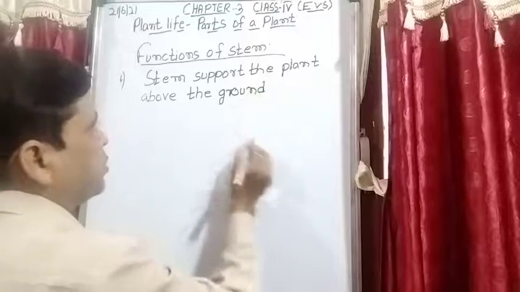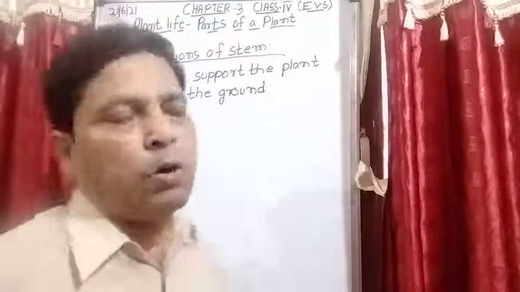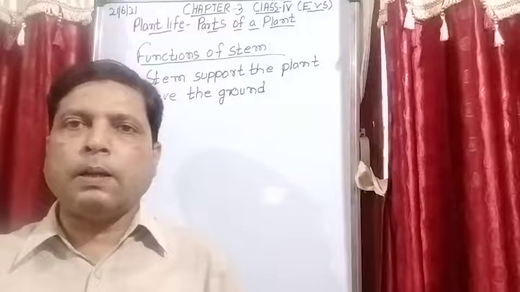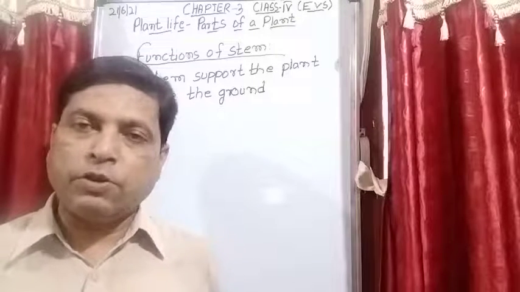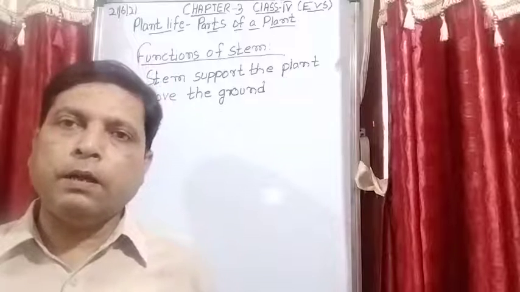This is the first function. Stem supports the plant above the ground. And what are the parts of the stem, or what does the stem bear? That is branches, leaf, fruit, flower and buds.